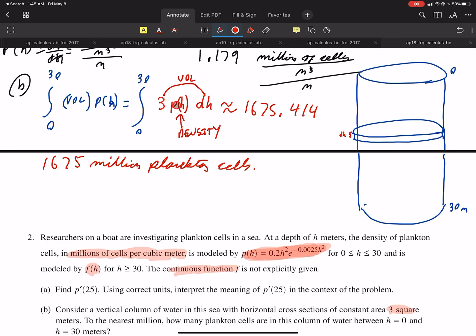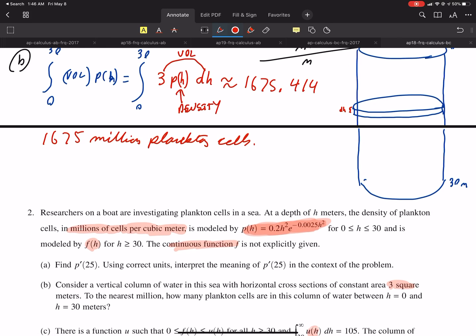In your calculator, you hit math 9, 0 to 30, then 3 Y1 dx, and you should get this many plankton. Your answer for B is 1,675 million plankton cells, because if you read it carefully, they asked for the nearest million. So you don't want those decimals there. So that's part B. We're done with that.